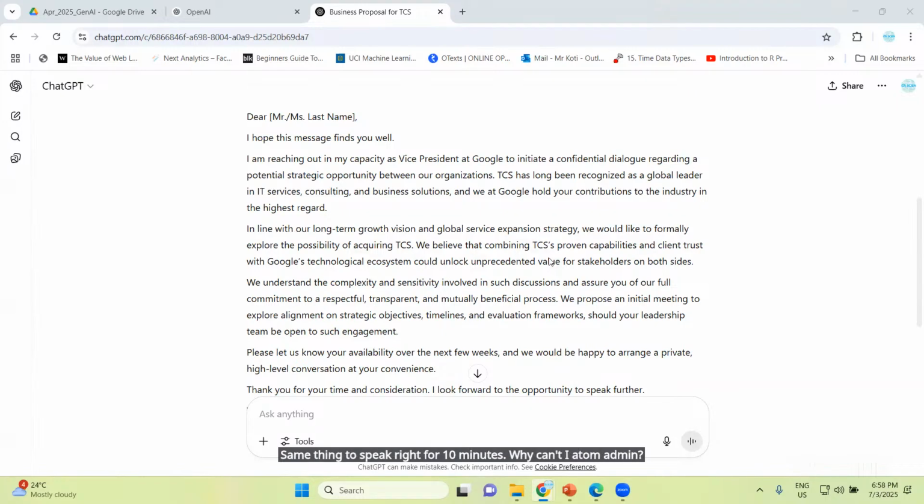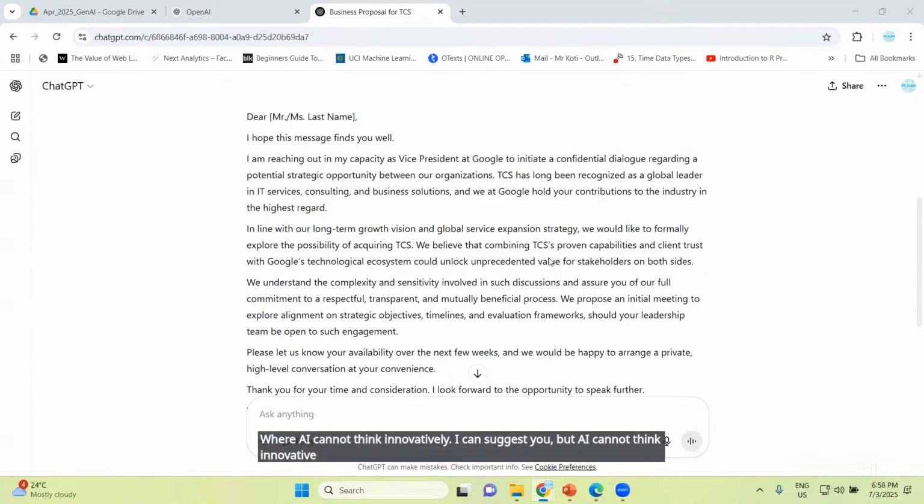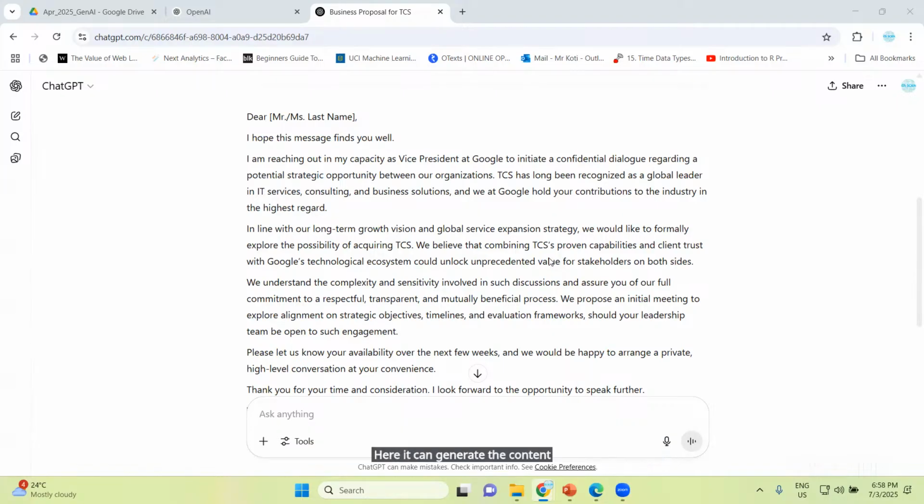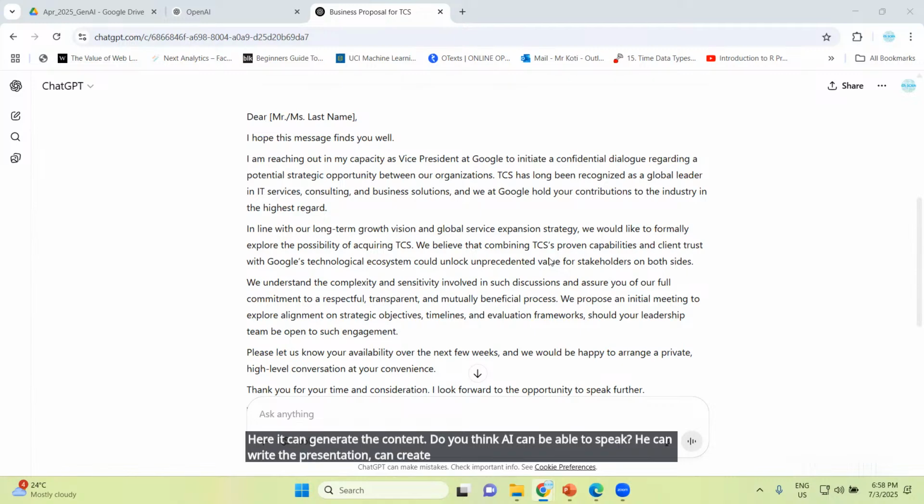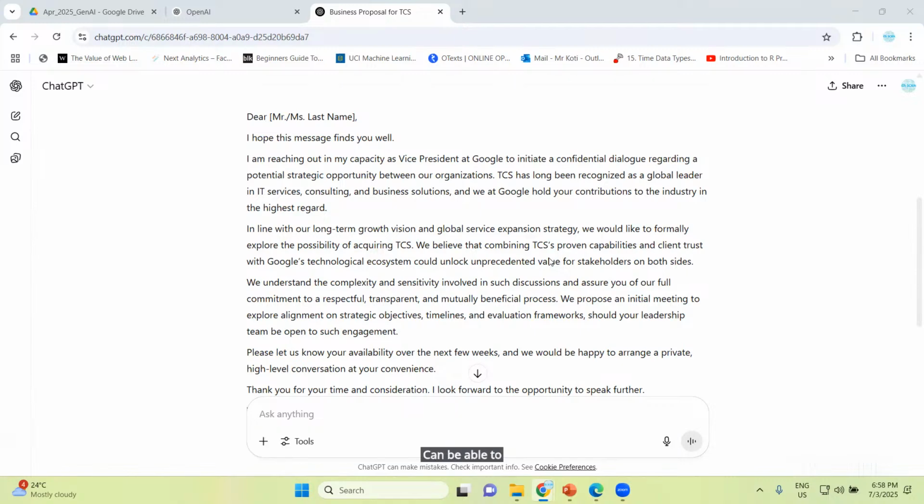Where AI cannot think innovatively. AI can suggest to you, but AI cannot think innovatively. AI cannot speak. AI can generate the content. Do you think AI is able to speak? AI can write the presentation, can create the presentation, but can it present in front of thousands of people? Definitely not. It can improve the quality of work. Okay? Make sense?